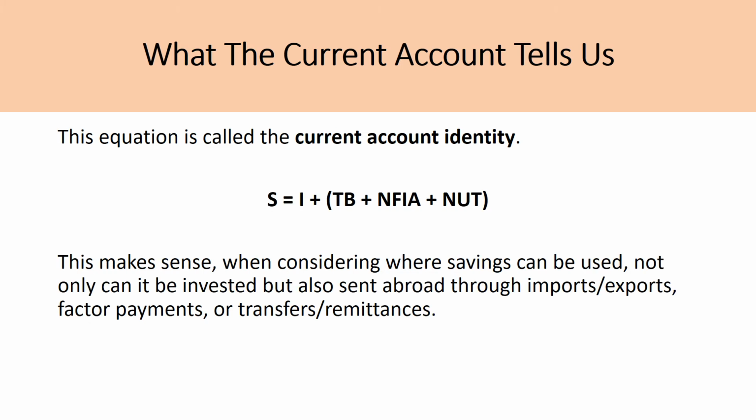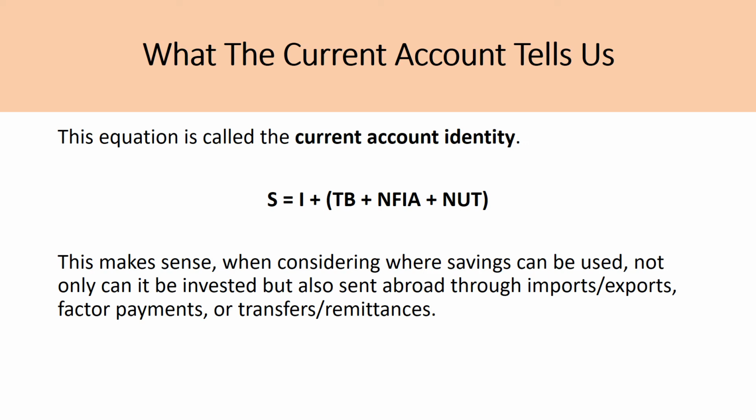This makes sense when considering where savings can be used. Not only can it be invested, but it can also be sent abroad through imports, exports, factor payments, or transfer remittances, right? So savings can be put towards the trade balance, so it can be put towards importing more foreign goods. It can be put towards the net factor income from abroad, so it can be sent out to pay for foreign factor income. So say, for example, a Japanese company owns an automobile plant in my country. I can finance the payment of their employees, right?